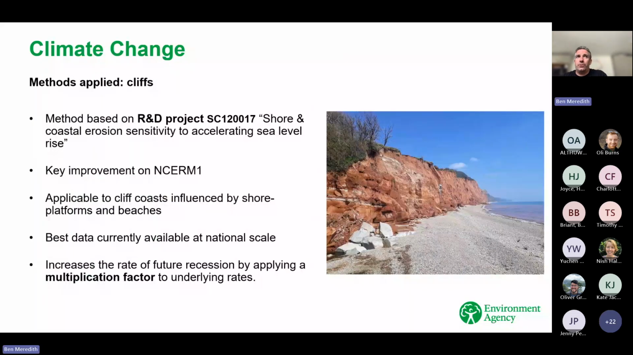So the first approach I wanted to present to you is a new method in which we used that research and development project. This is the first time it's been used, and it's a huge improvement, a step forward in terms of national erosion risk mapping. So this is applied to cliffed coasts, which are influenced by shore platforms and beaches, and it provides us with a multiplication factor which varies through time with rising sea levels to increase the erosion rates.